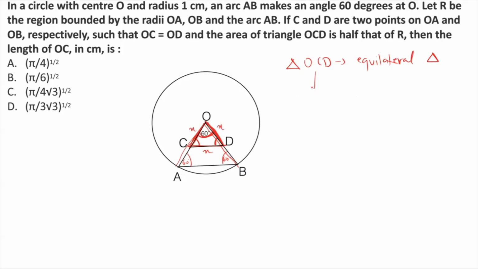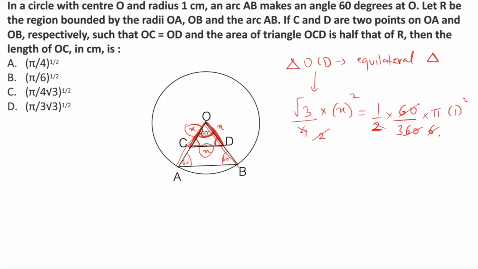So the area of triangle OCD is the area of any equilateral triangle, root 3 upon 4 into side square. And the question says this area is half the area of the sector OAB. Now, the area of sector OAB will be theta, the central angle, 60 degrees, upon 360 into pi r square. r here is 1, so 1 square. Now we can solve this further. We will cancel out 60 in the numerator and 360, and again we can cancel the 2s and the 3s.